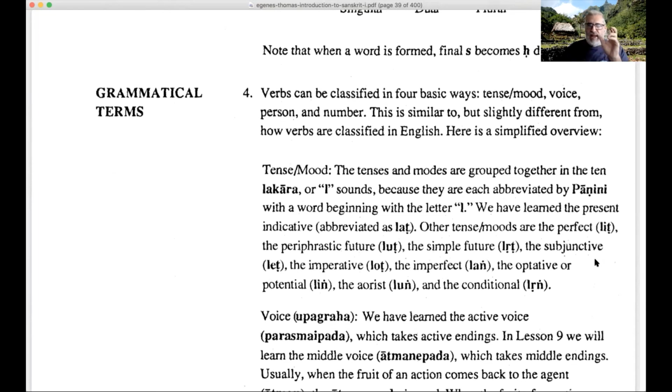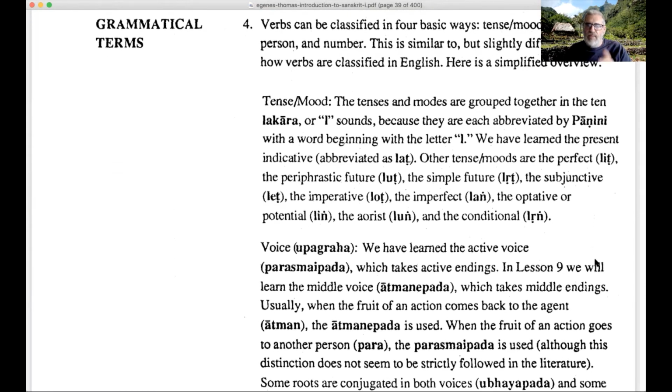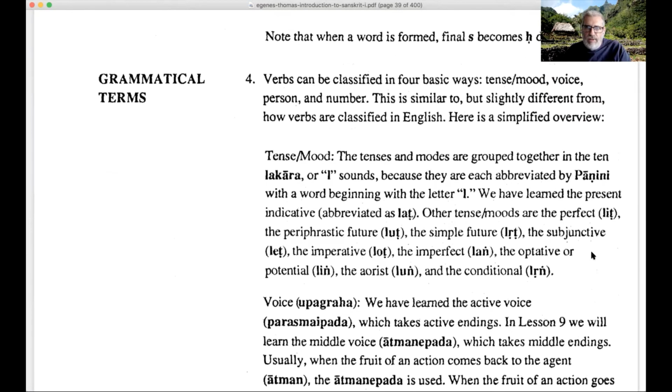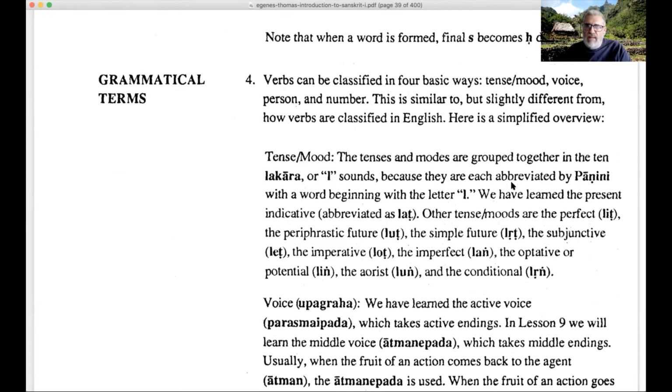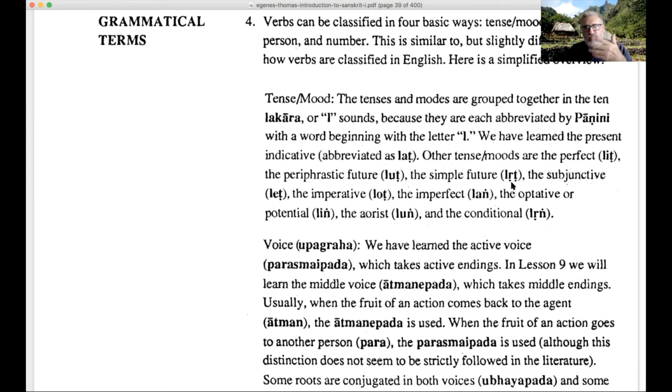So if we take any verb, any completed verb, we can classify it by tense, by voice, by person, and by number. This is similar to, but slightly different from how verbs are classified in English. Here's a simplified overview. Tense or mood. The tenses or moods, this should be moods, not modes. Moods are grouped together in 10 lakaras, which I just mentioned, or L sounds, because these are abbreviated by Panini with a word beginning with the letter L.